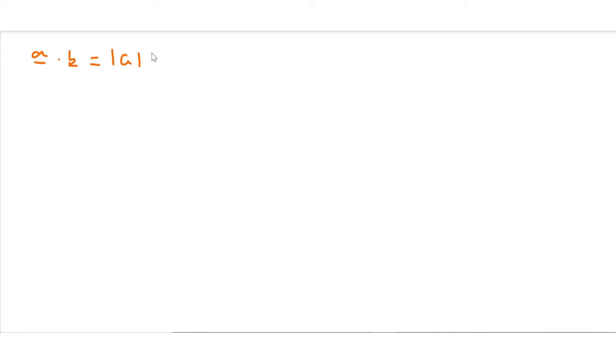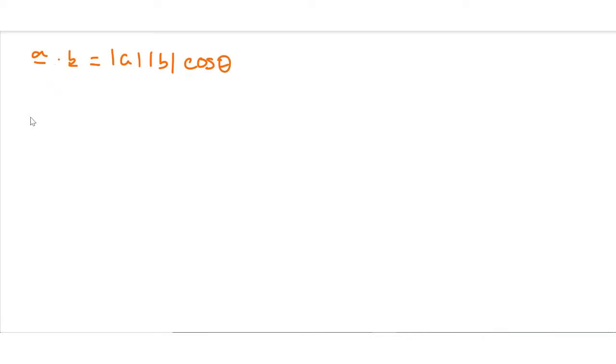We're going to define the dot product between two vectors A and B. The dot product is defined as being the modulus of A, the magnitude, multiplied by mod B, multiplied by cos theta. Theta is the angle between them. We're going to use this fact and give a computation of the dot product to be able to find angles between two lines.